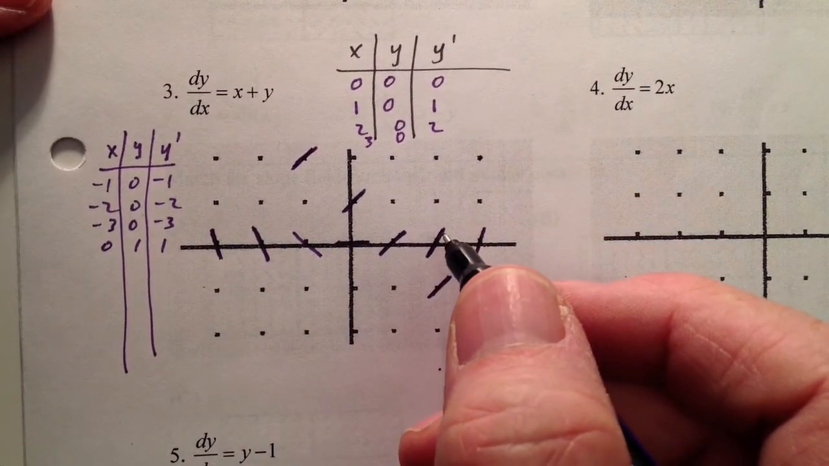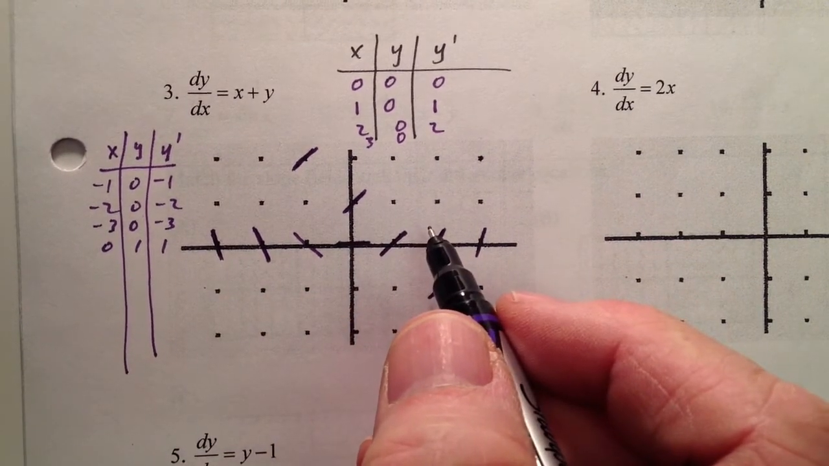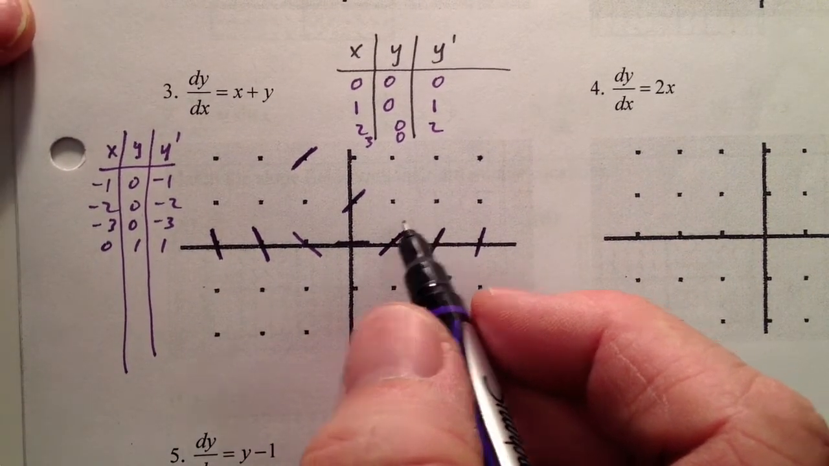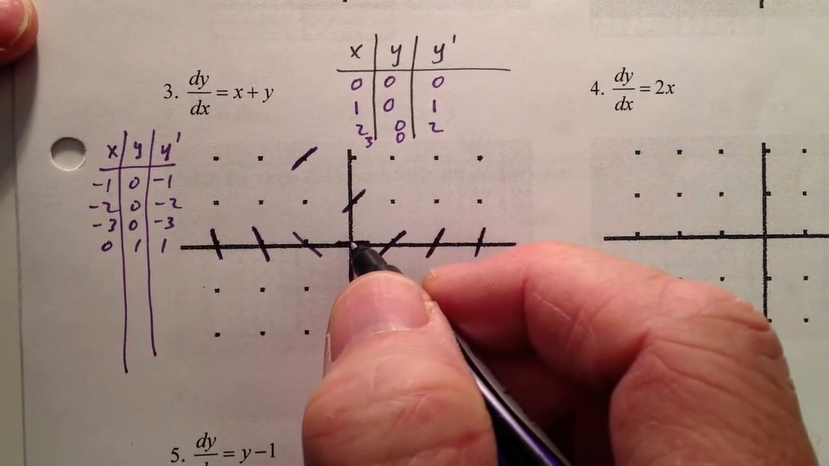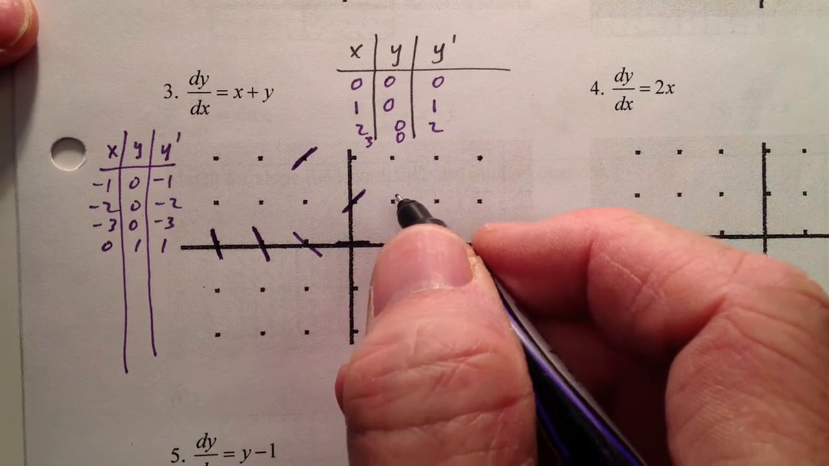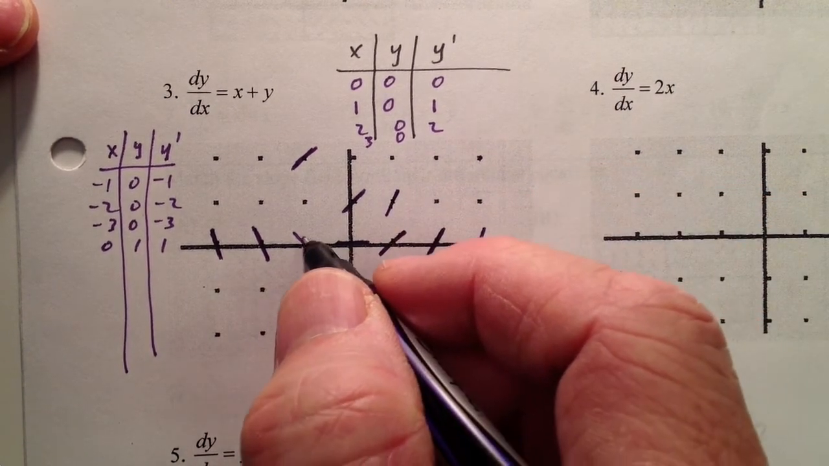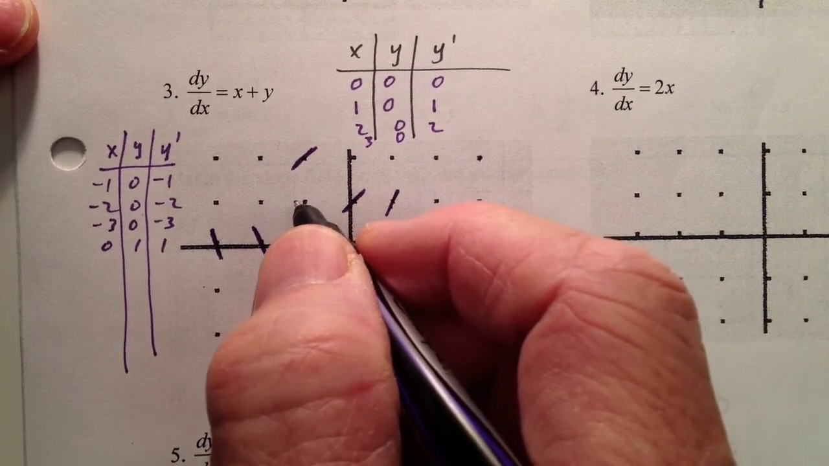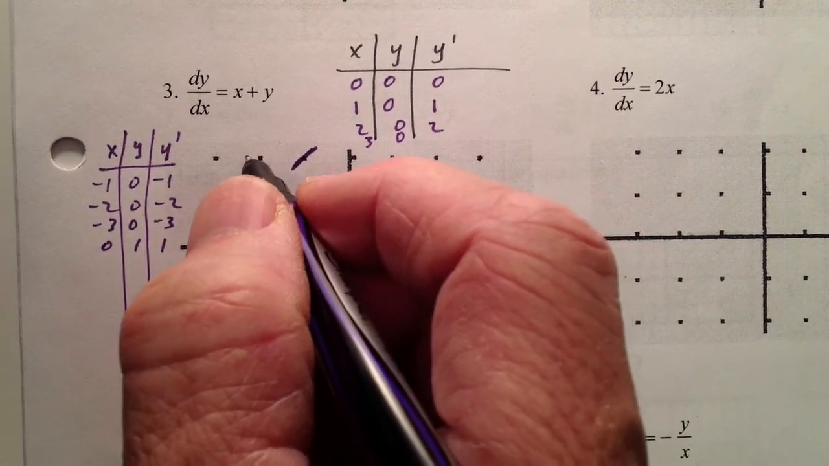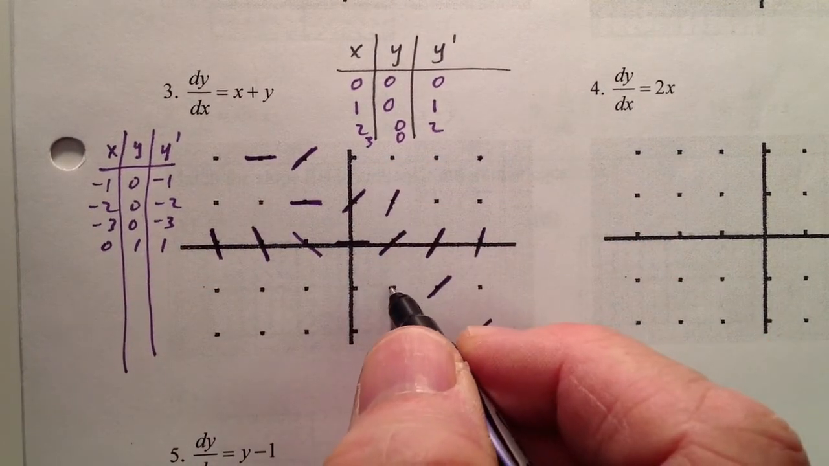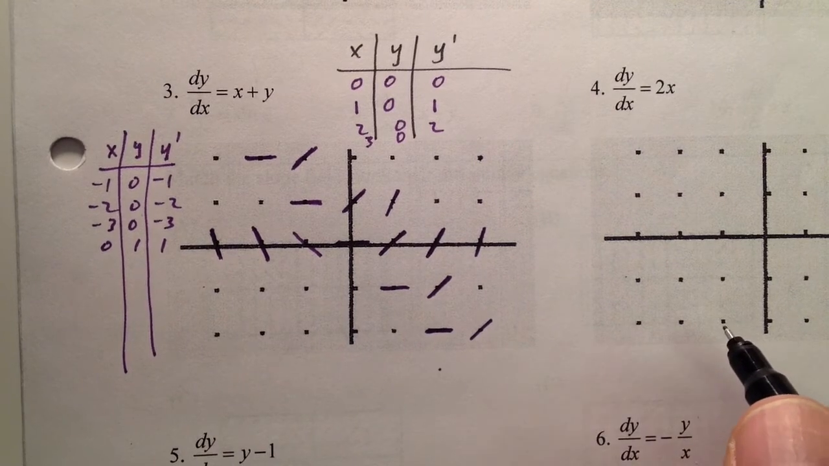See if we can find some zeros. That's another good way to do it: just look for patterns. When are we going to get 0? We're going to get 0 when x and y are opposites. 1, 1, the slope is going to be 2, so that's not opposite. Negative 1, 1. Negative 1 and 1 are opposites, so we have a slope of 0 there. Negative 2, 2 are opposites. 1, negative 1, 2, negative 2, and so forth.